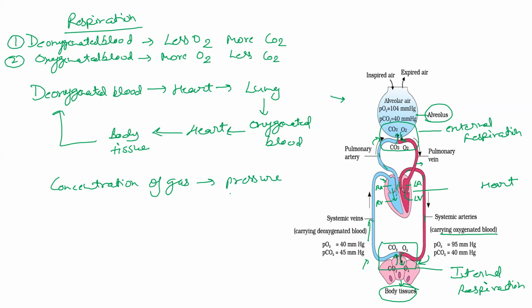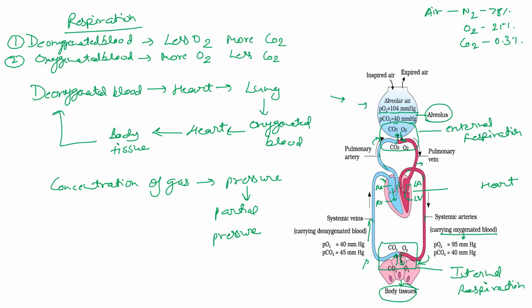Because air is a mixture of gases, not only one gas, in air, nitrogen is 78%, oxygen 21%, and CO2 0.3%. So when we measure the pressure of any gas, we measure it as a partial pressure. When air enters the alveolus during breathing, oxygen pressure is 104 mmHg in the alveolus and carbon dioxide 40 mmHg. Then oxygen enters the blood vessels.